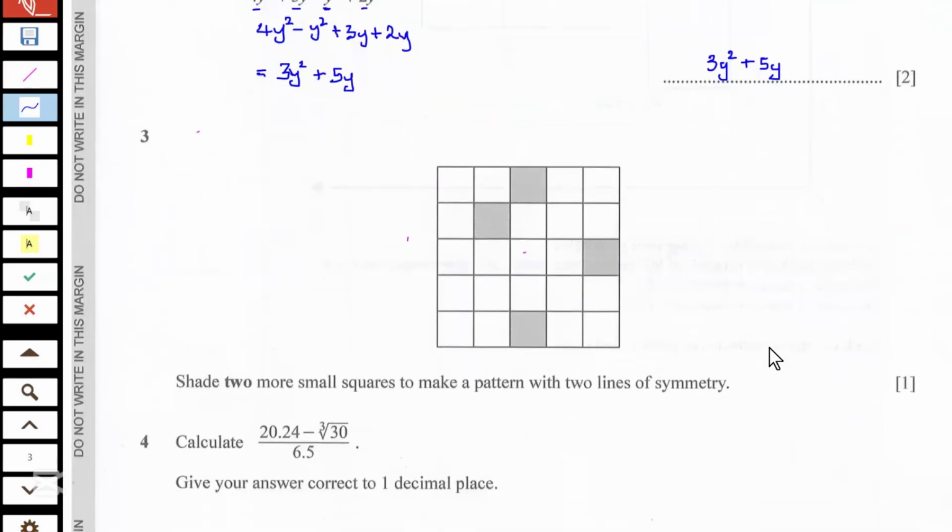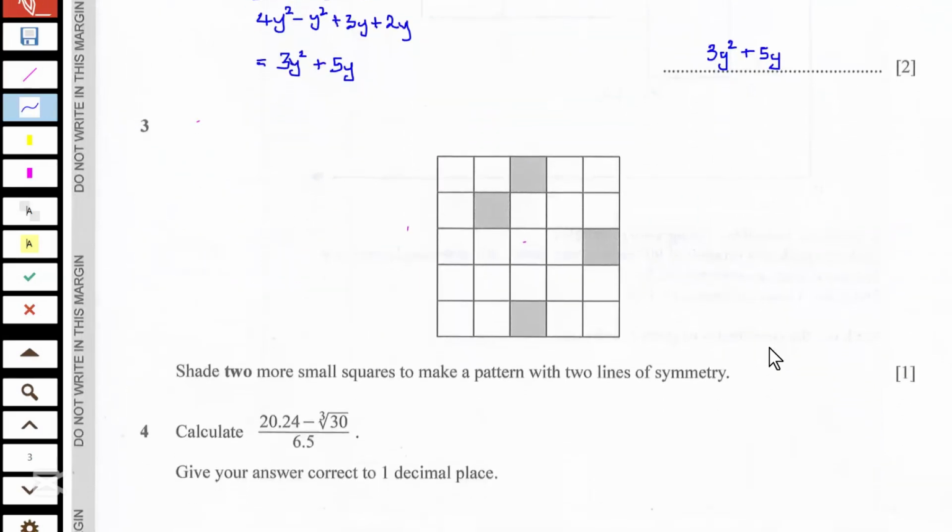Now question 3, shade 2 more small squares to make a pattern with 2 lines of symmetry. Now to shade 2 more small squares from this pattern, of course, we have to shade this one, this square. We can start by shading the square. And the second square will be the square here at the middle. So we also have to shade this one.